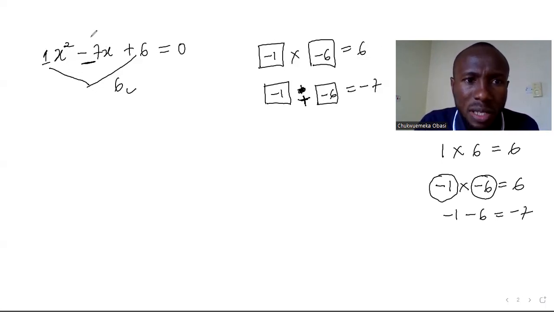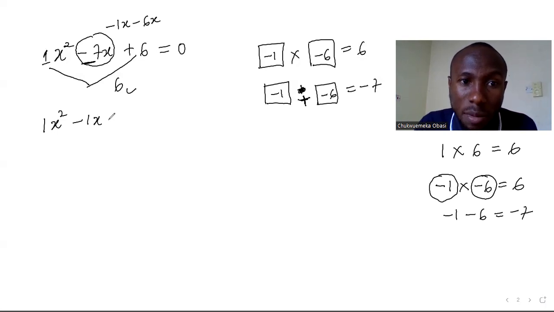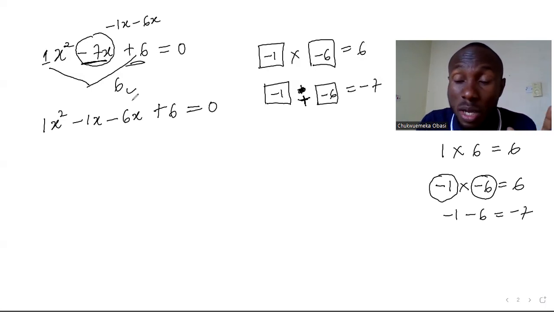Then we come here and replace this negative 7 with those two numbers, which is minus 1x minus 6x. You can definitely say minus x, but I just want to put all of this for a reason. So instead of writing minus 7x, I will write minus 1x minus 6x. Then you have your plus 6 right here equal to 0. Now let's go back to it. Minus 1x minus 6x is actually minus 7x, so we've not made any changes yet. But remember how we got the minus 1 and the minus 6. That is very important. Now the next thing I want to do, I will group these terms.